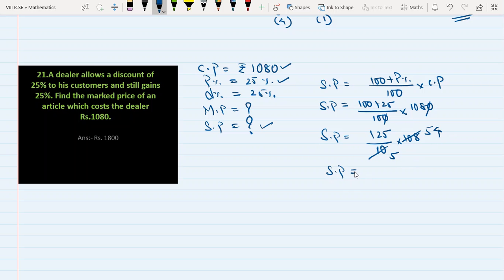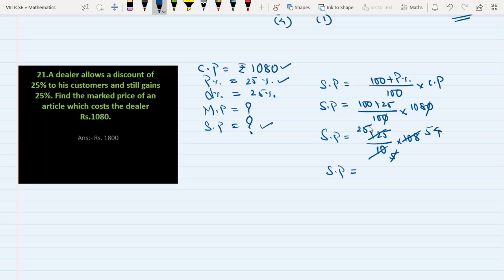125 multiplied by 54. Okay, so here 5 and 25 also get cut. You can cut that. Okay, so your calculation will become simpler. So this is 25 multiplied by 54.